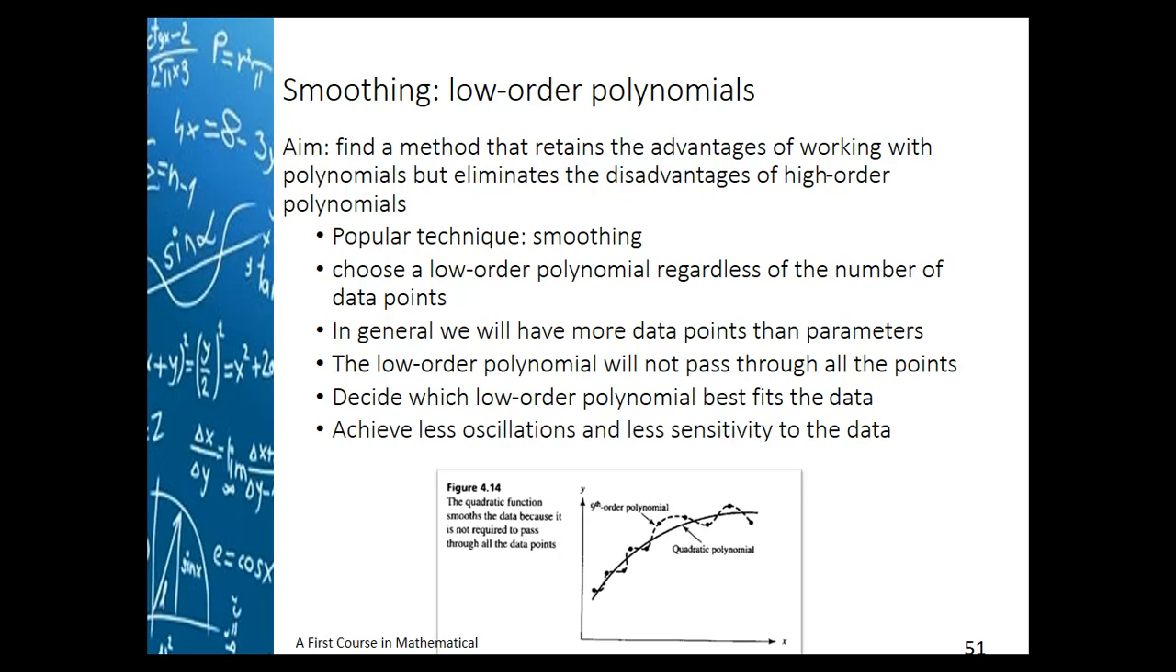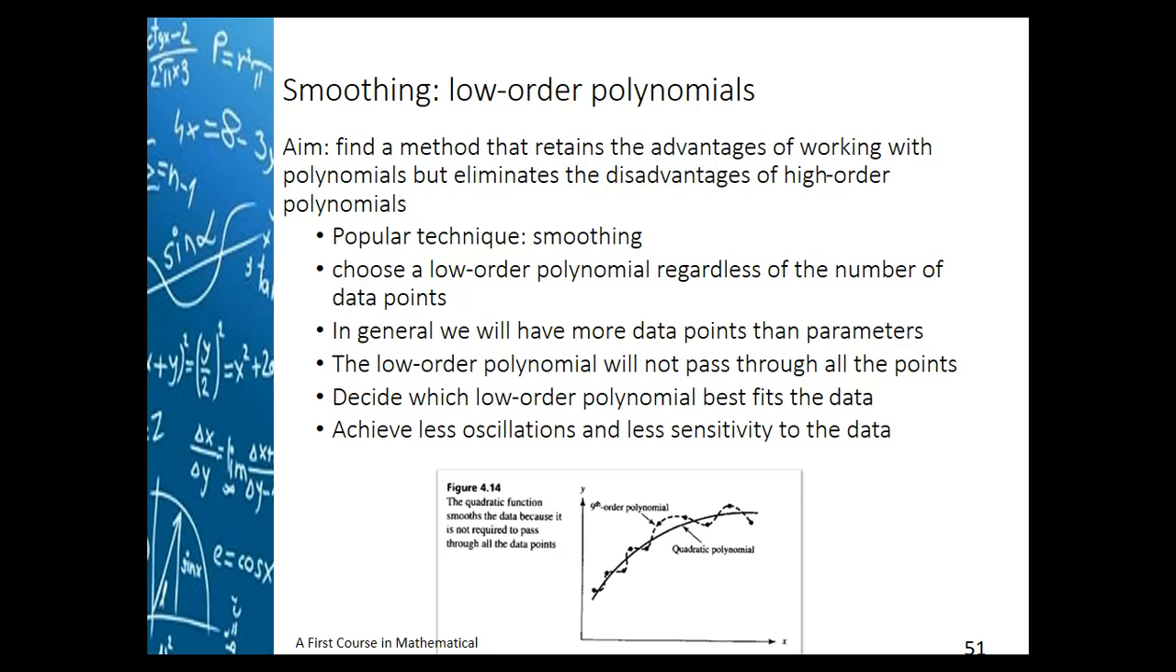Okay, the first one in figure 4.14, you have a 9th order polynomial. The second one you have a quadratic polynomial. Quadratic is a low order polynomial, right? Because your n equals 2. So you don't play around much with the model anymore, right? Because your model is a little bit simpler.